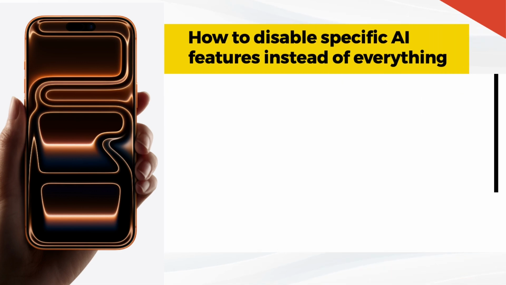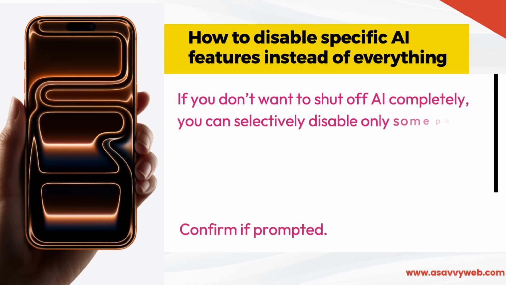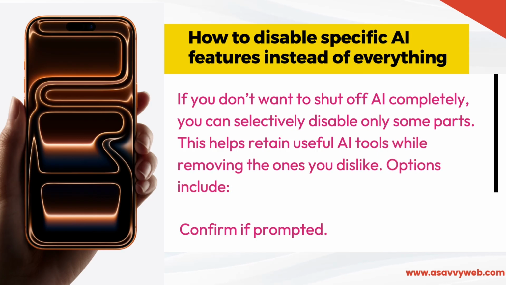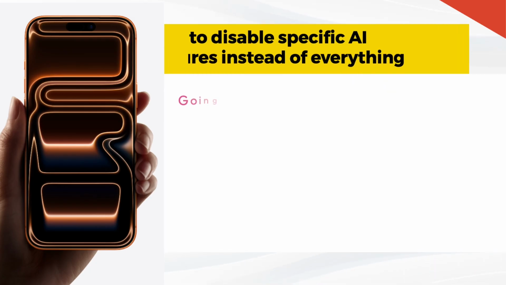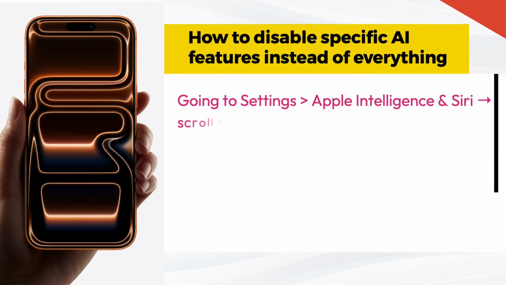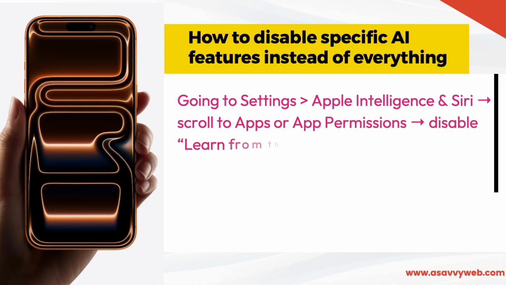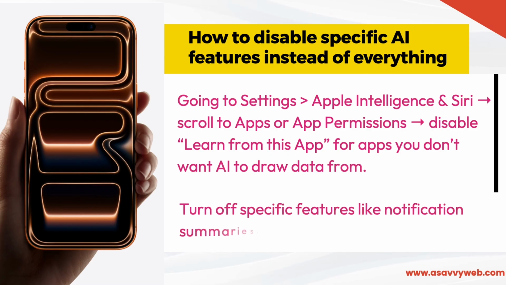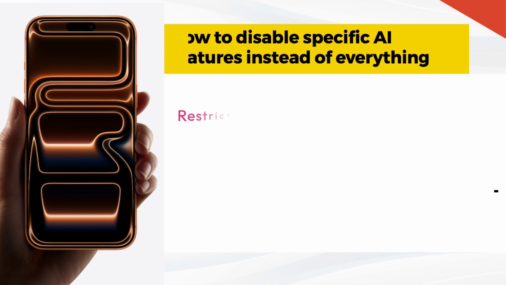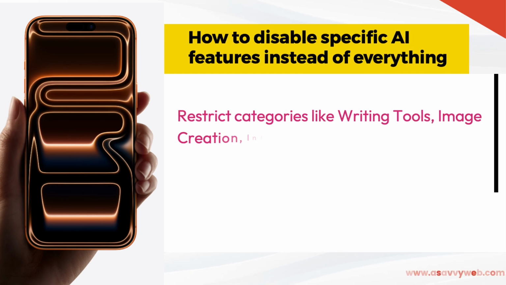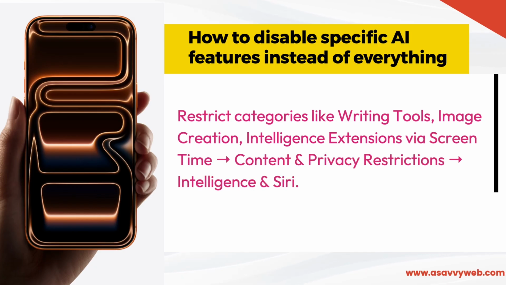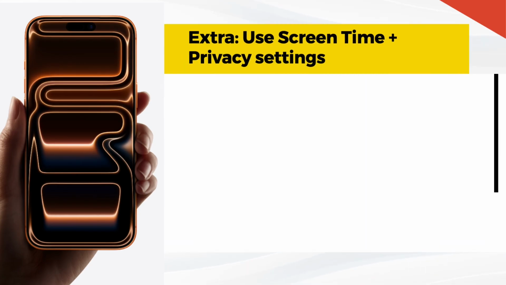How to disable specific AI features instead of everything. If you don't want to shut off AI completely, you can selectively disable only some parts. This helps retain useful AI tools while removing the ones you dislike. Options include going to Settings, Apple Intelligence and Siri. Scroll to Apps or App Permissions. Disable "Learn from this App" for apps you don't want AI to draw data from. Turn off specific features like notification summaries. Restrict categories like writing tools, image creation, and intelligence extensions via Screen Time content and privacy restrictions.